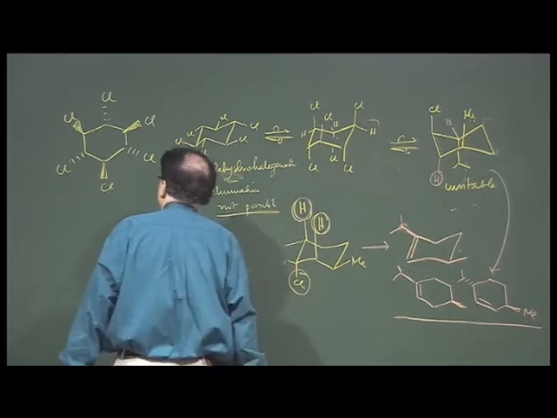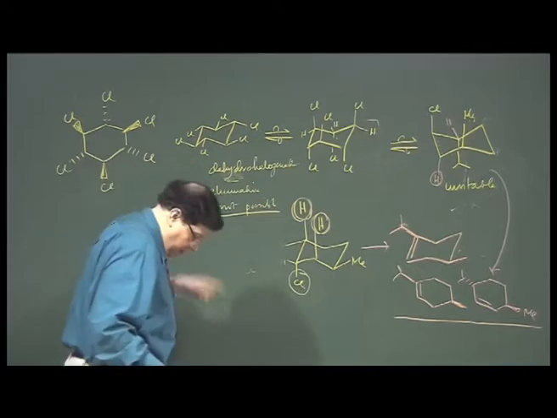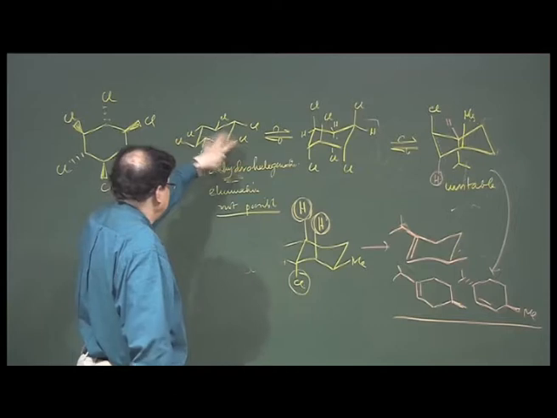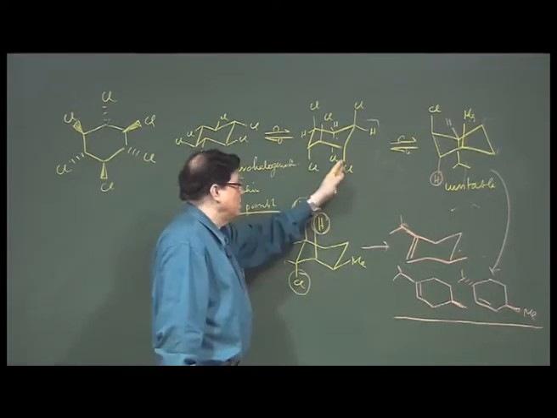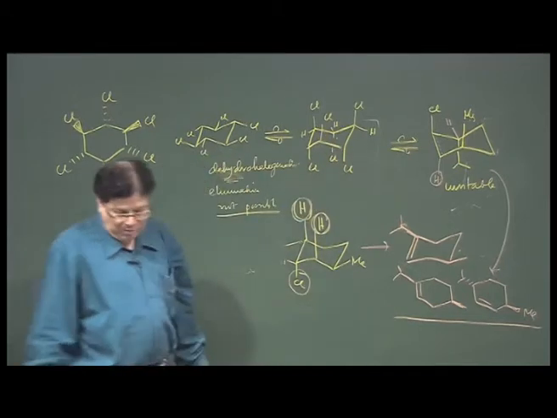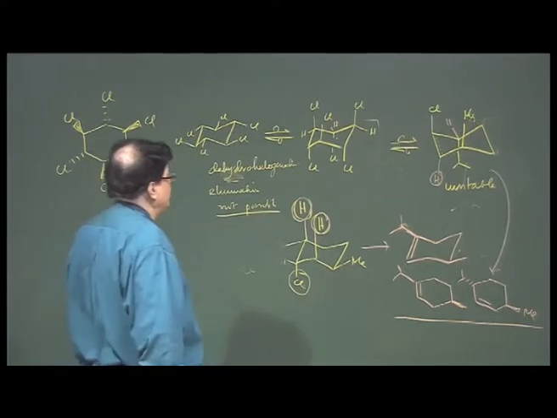So many chlorines are there, but it cannot eliminate, simply because in the ground state it exists in this all equatorial conformation. If you heat it strongly, it will go to the diaxial, but still that is not capable of doing any elimination, as no hydrogen is anti to the chlorine. Okay.